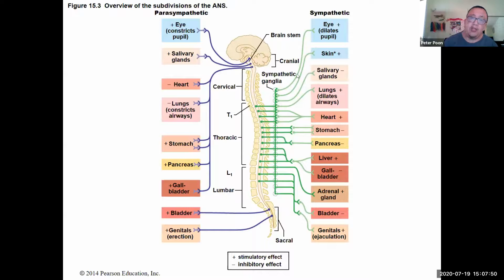So much longer, this light green chain, or neuron. This is a ganglia, right? So this is the preganglionic neuron. This is the postganglionic neuron. So the preganglionic axon here, the dark green, is very short. The postganglionic axon is very long. Here is the exact opposite. The preganglionic axon is very long. The postganglionic axon is very short.